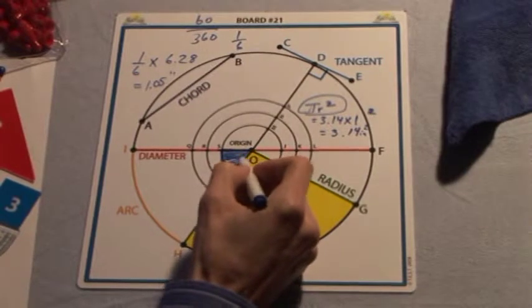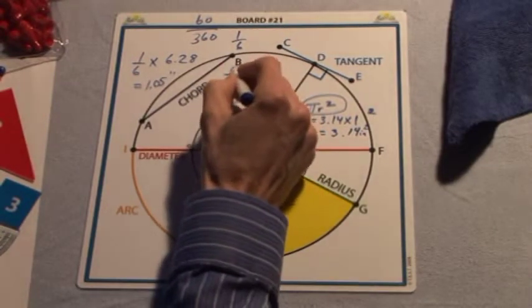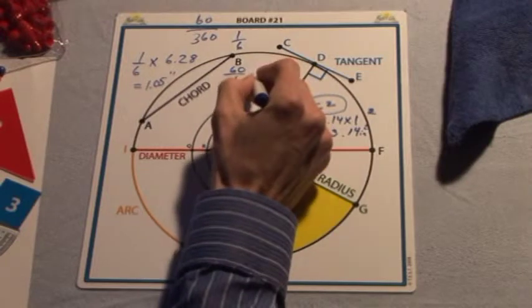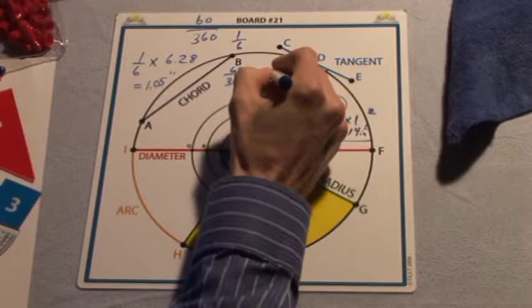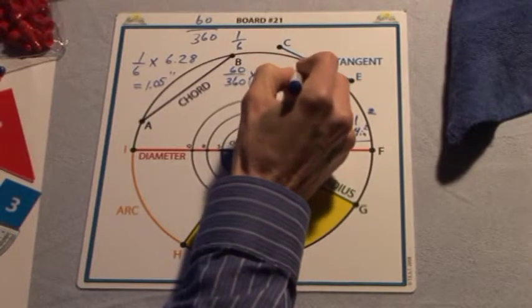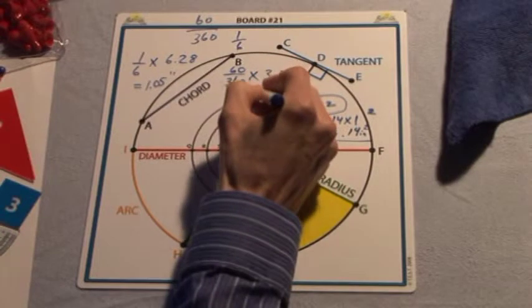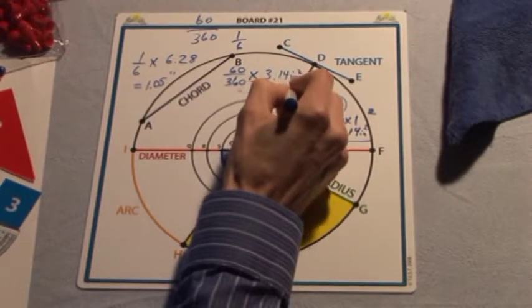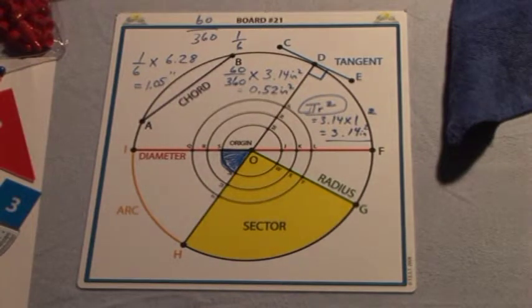So if we take this portion, which is 1/6, or 60 out of 360 degrees, we can multiply that by this area, 3.14 inches squared, which gives us 0.52 inches squared. And that's the area of this sector. This is how you use board number 21 to calculate dimensions and relationships among components of a circle.